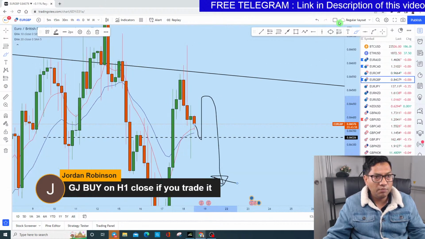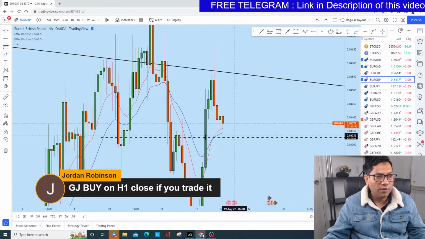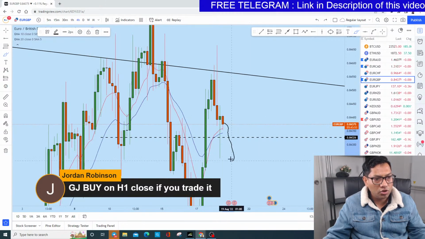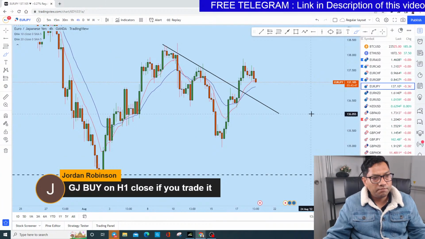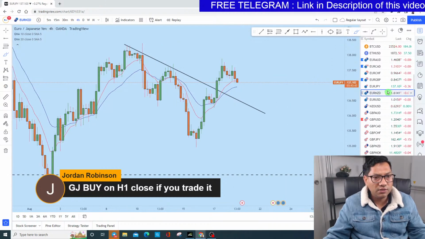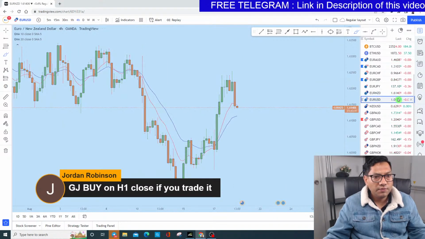That's what I think it might do. Okay, so let's see what happens. It's bearish, or it might even continue to drop like that. Euro GBP, Euro JPY, it's a bullish market, so I'm not going to recommend a sell opportunity on this one.